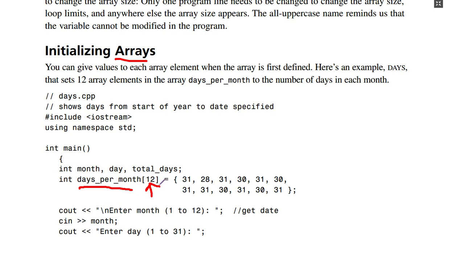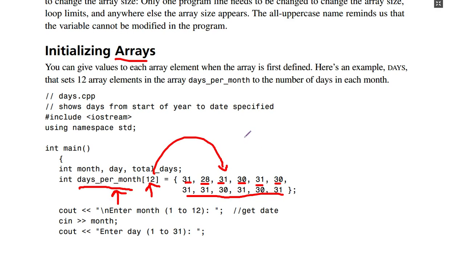At the time of declaration, you can say that the first element is equal to 31, the second element is 28, 31, 30, 31, 30, 31, 31, 30, 31, 30, and 31. So these are the elements of the array. There are 12 elements: 1, 2, 3, 4, 5, 6, and then 7, 8, 9, 10, 11, 12. So at the time of definition, you can initialize those different locations to these different numbers.